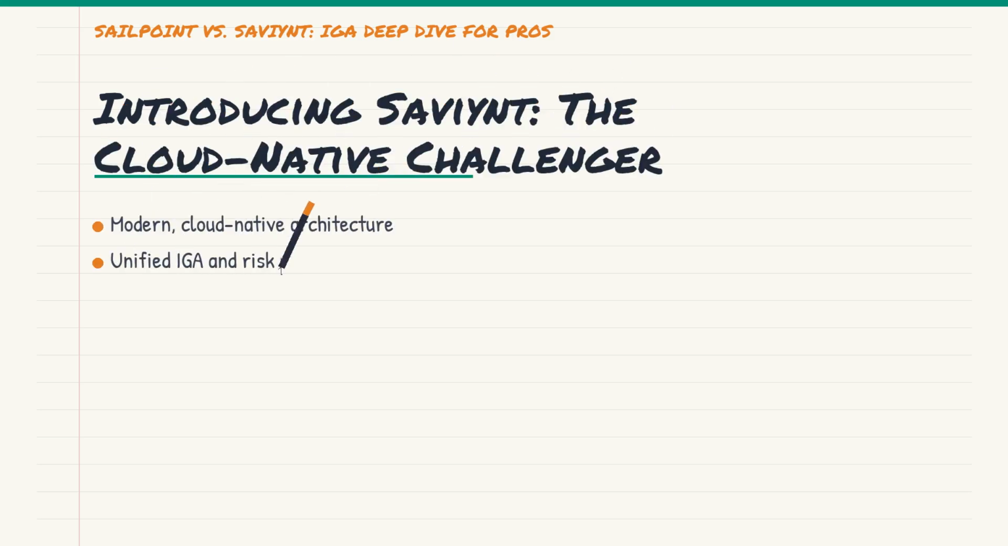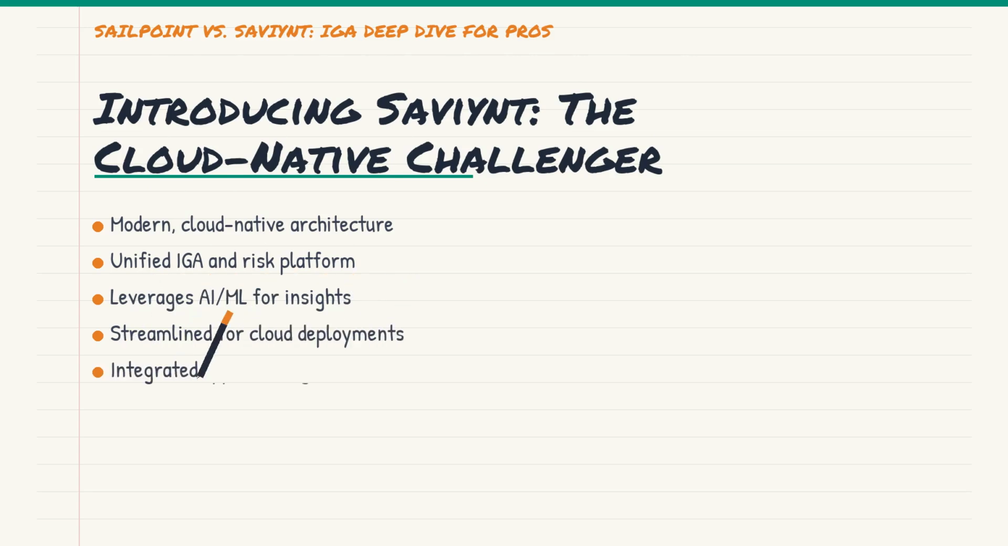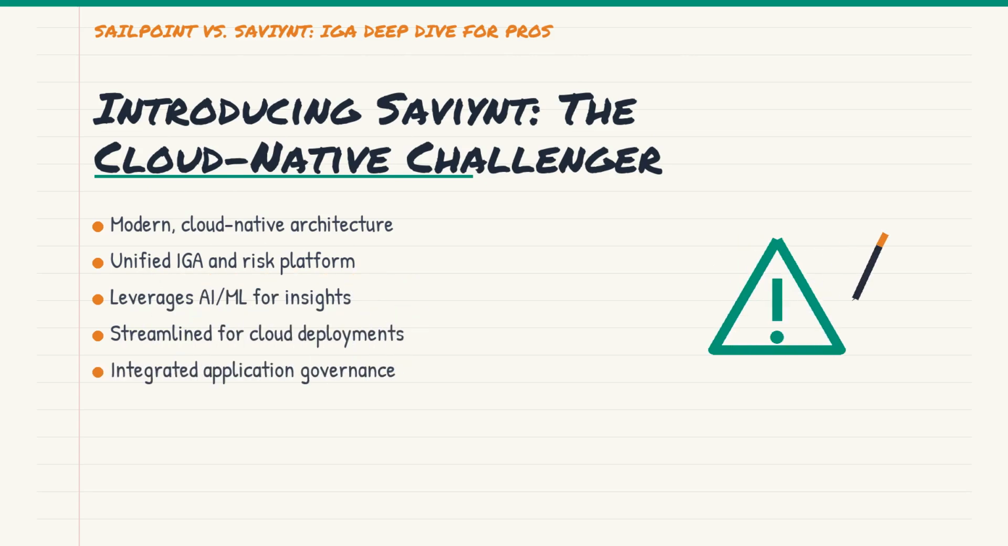They've positioned themselves as a modern, cloud-native IGA solution, often built on a more unified platform. Saviynt often touts its integrated approach, combining IGA with application governance and even risk management capabilities. Their architecture is generally seen as more streamlined for cloud environments and often leverages AI and machine learning for anomaly detection and better risk scoring.